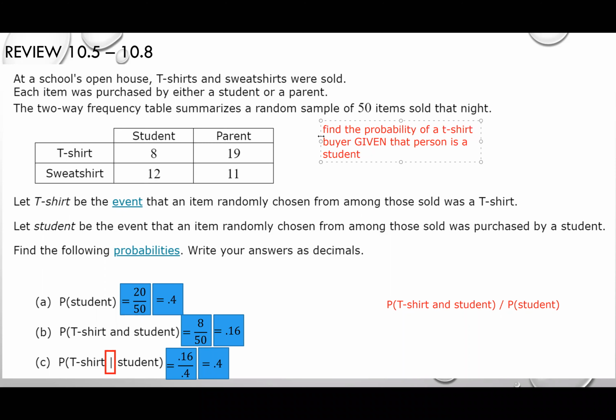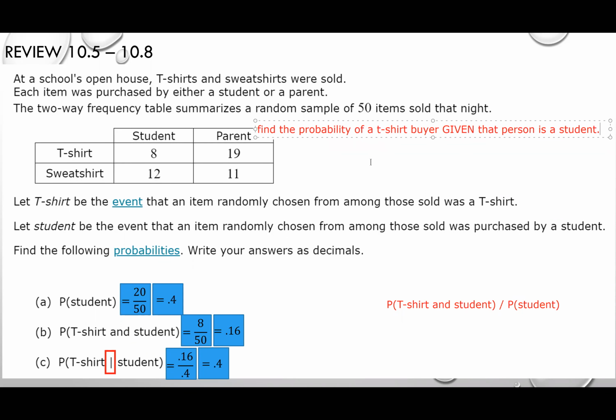Find the probability of a t-shirt buyer given that that person is a student. To find a probability, what you have is how many are t-shirt and student. As you can see, this is how many we have, those are the t-shirt and a student. And what is after the word given? Well, after the word given is your new denominator.